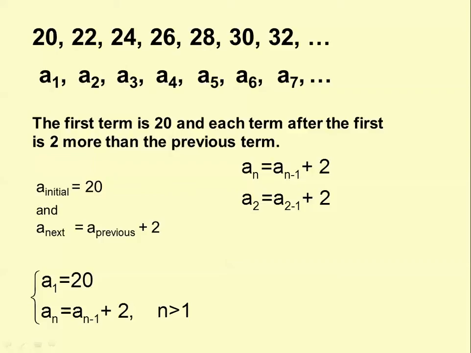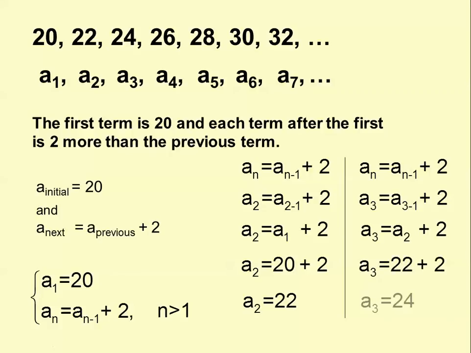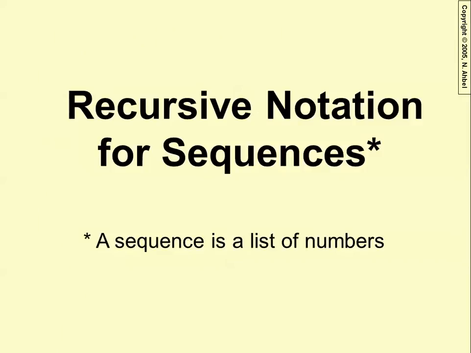So a sub 2 is equal to a sub 2 minus 1 plus 2, or a sub 2 is equal to a sub 1 plus 2. That's all that is saying in this standard recursive notation. So a sub 2 is equal to 20 plus 2, so a sub 2 is equal to 22. Similarly, to find a sub 3, we let n equal 3, so we get a sub 3 equals a sub 2 plus 2, so a sub 3 equals 24. And that's an introduction to recursive notation for sequences.